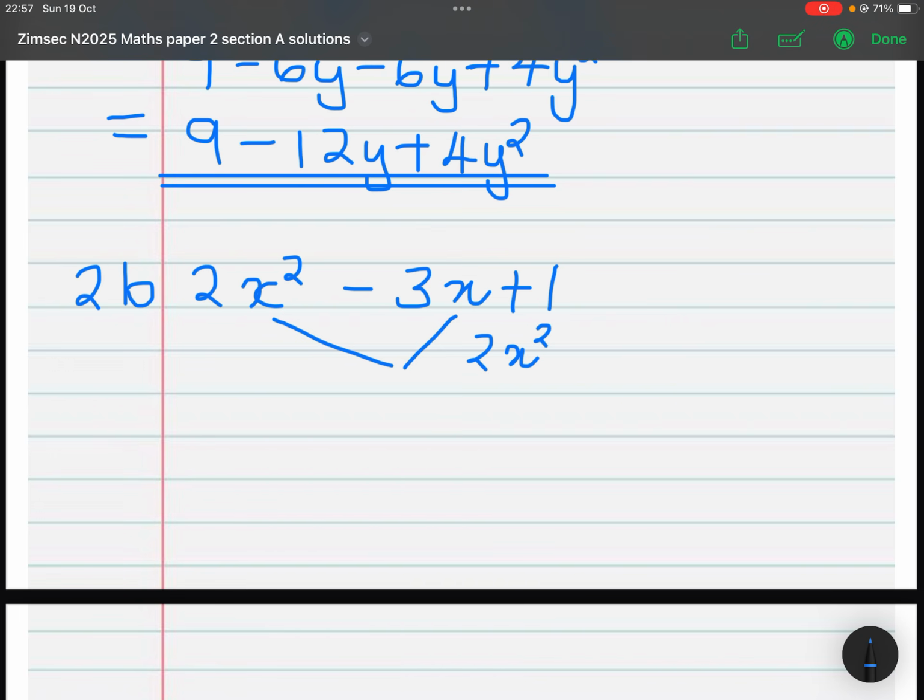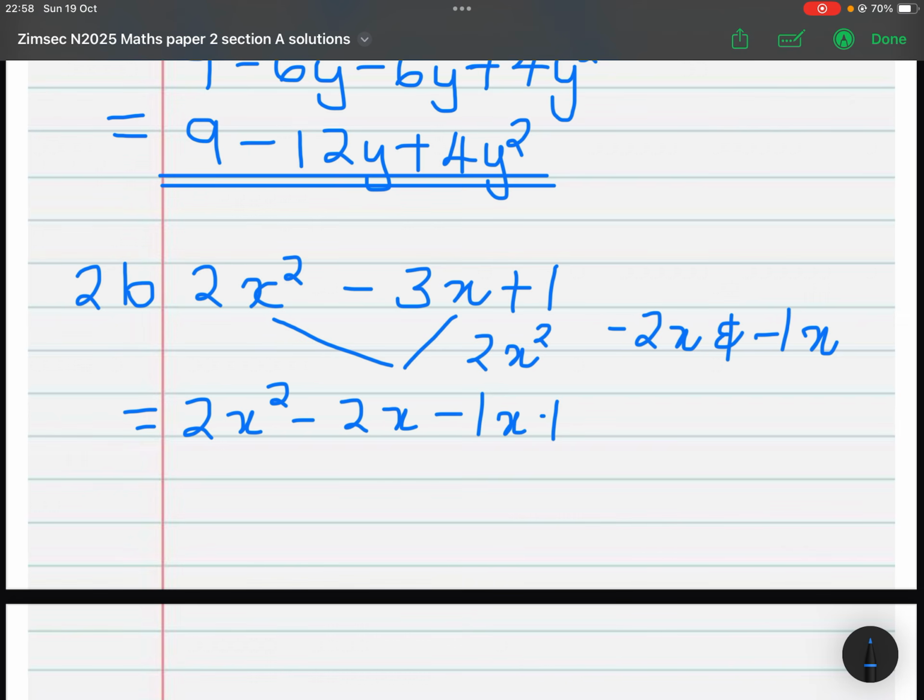And then after that, we need to look for 2 factors of 2x squared, which when we add, we get minus 3x. So we are going to use minus 2x and minus 1x. If we say minus 2x times minus 1x, we get positive 2x squared. And then minus 2x minus 1x, we get minus 3x. So we are now going to rewrite our expression. 2x squared minus 2x minus 1x plus 1.